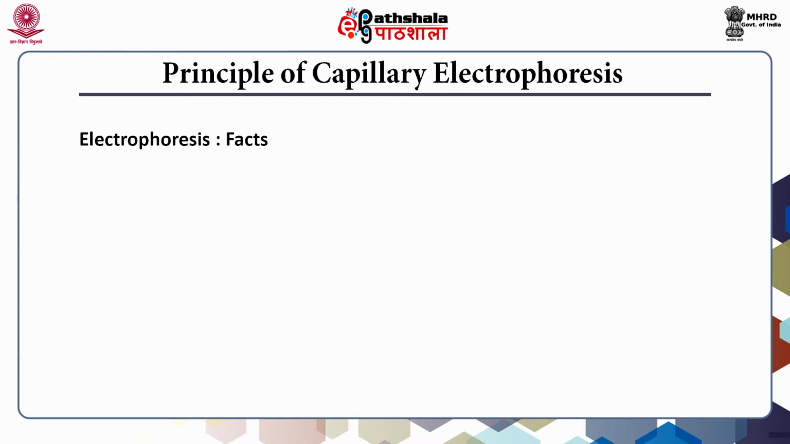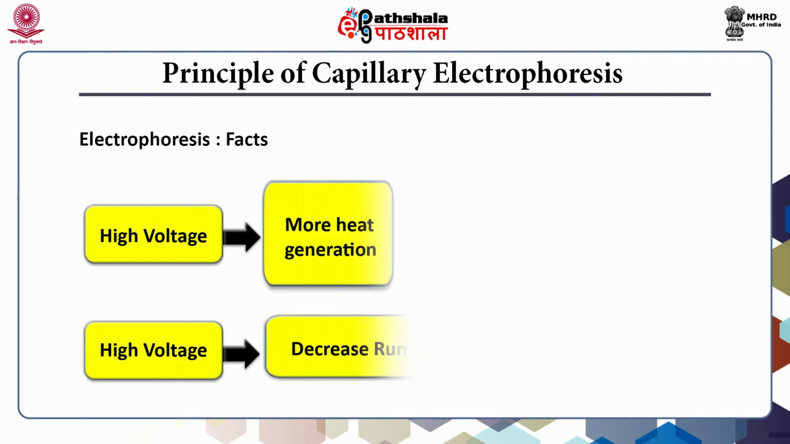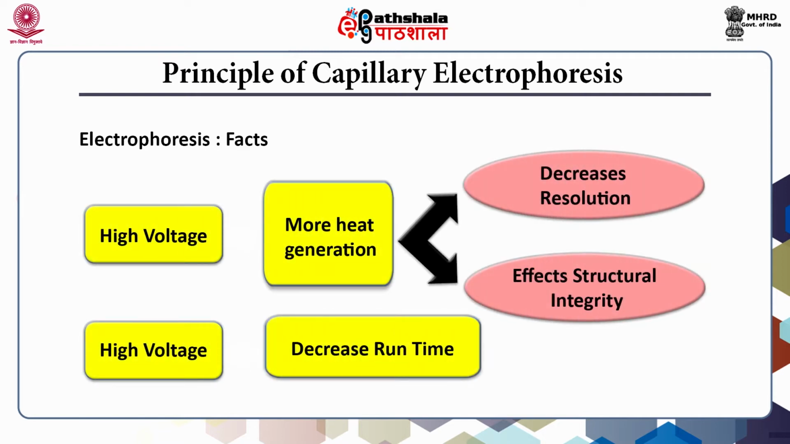It is a fact that high voltage used during electrophoresis reduces runtime. However, it results in generation of more heat. Generated heat will facilitate diffusion of molecules, and ultimately resolution will decrease. Resolution means how far two different molecules are separated after electrophoretic run. Heating during electrophoresis can also change structure of molecules.